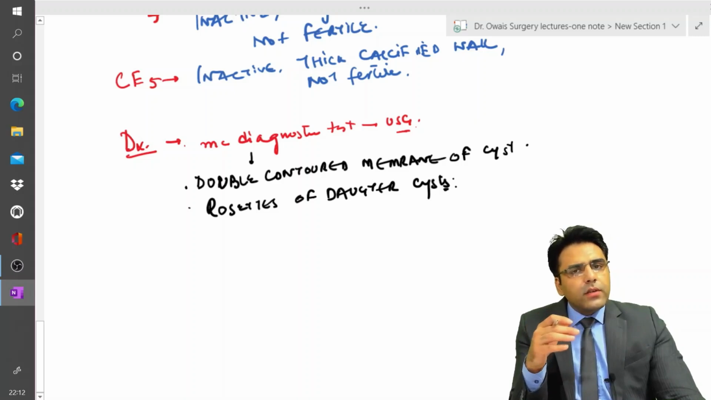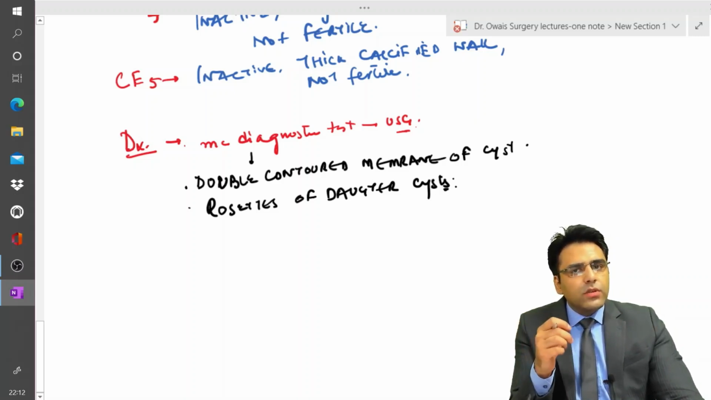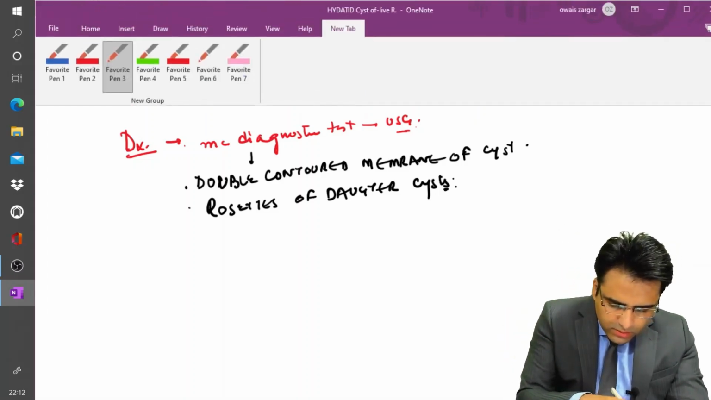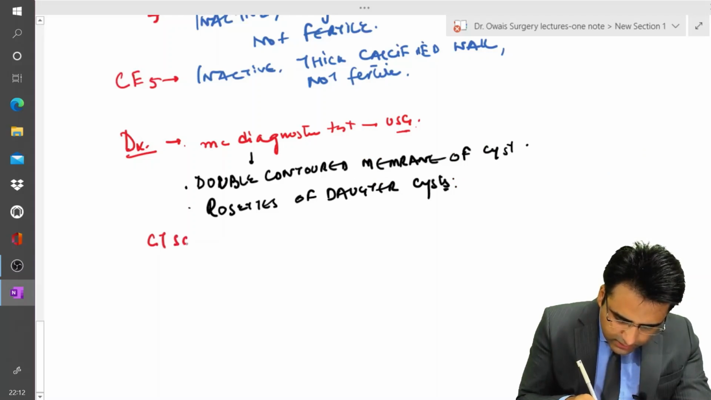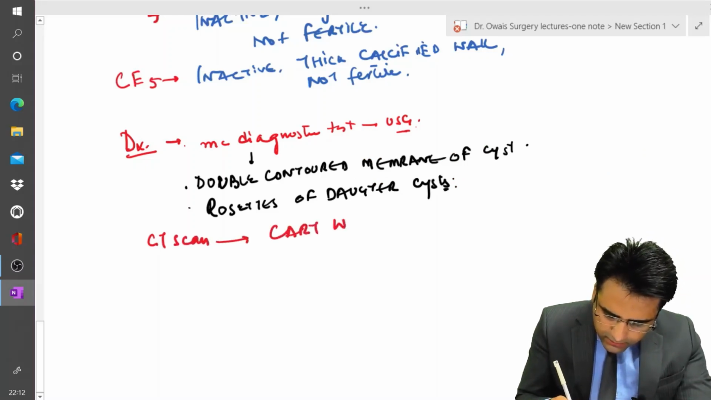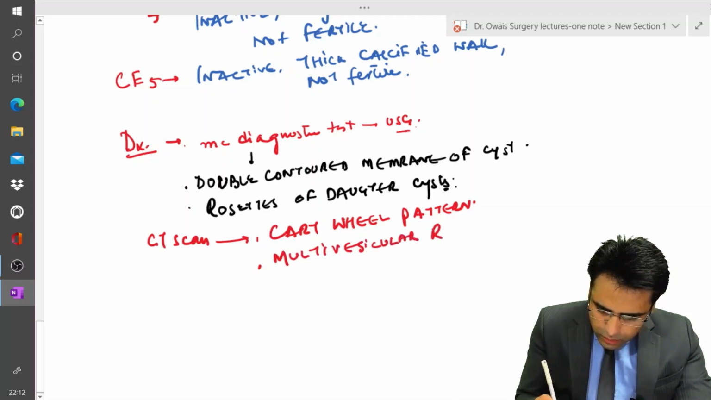Now next we can go for a CT scan, and what will be the appearance on CT scan? It will show a characteristic cartwheel appearance. So next we can do a CT scan. A CT scan will show a cartwheel pattern, and also it can show a multivesicular rosette pattern.